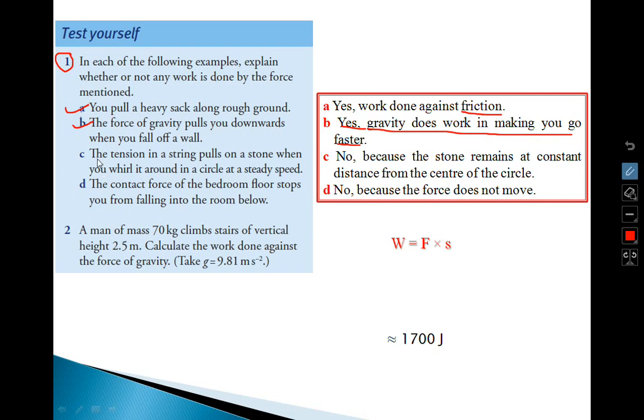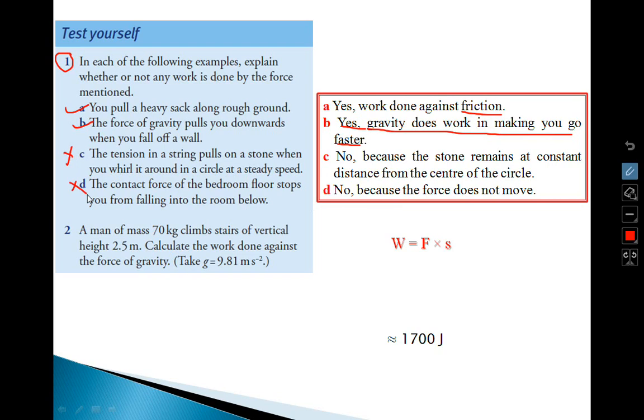C, the tension in the string pulls on a stone when you whirl it around in a circle at steady speed. Here there is no work. Why? Because the stone remains at constant distance from the center of the circle. So there is no work done in section C. D is the same, so there is no work done.